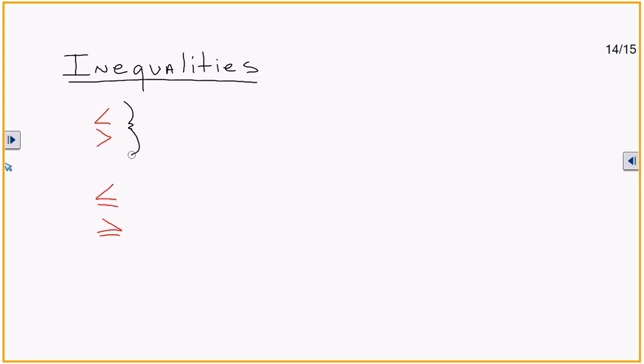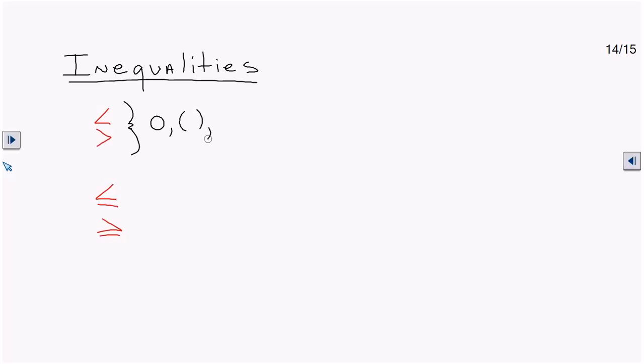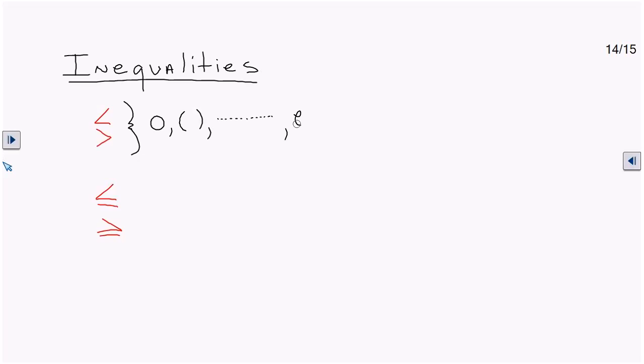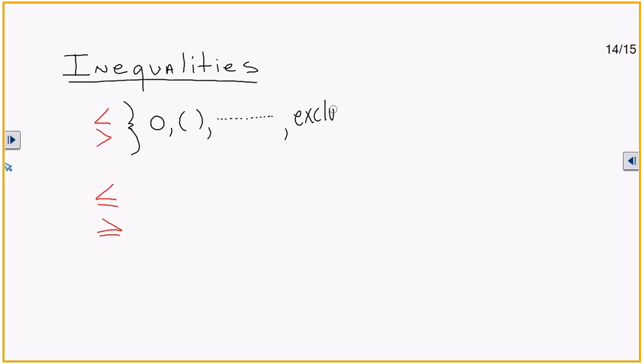These two guys are represented by an open circle, parentheses, and if you draw on a line, a dashed line. The word that goes with these is exclusive, meaning that you do not include the number. You exclude the number. The number is not equal to that number. In other words, the solution set does not include that number, and I'll explain that in just a few minutes.